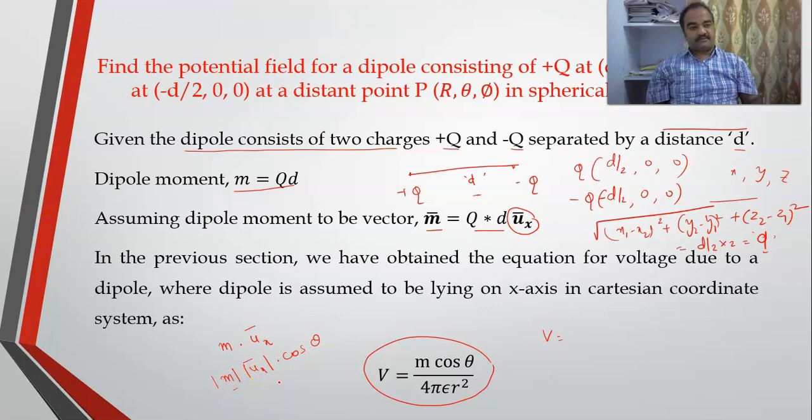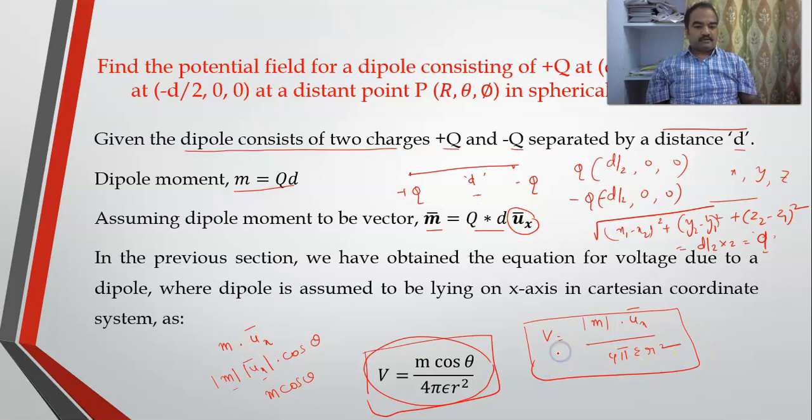The unit vector magnitude is always 1. So I can write this as m cos theta. This is what the expression is actually. So if you want to write it in vector format, then this will become m bar dot ux bar by 4 pi epsilon r square. This was the actual equation.